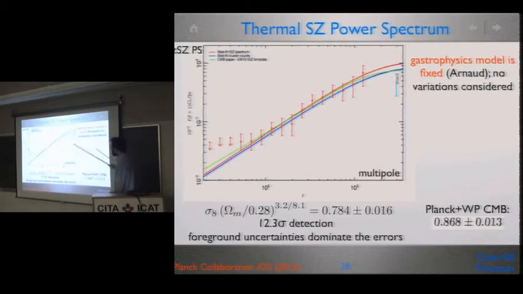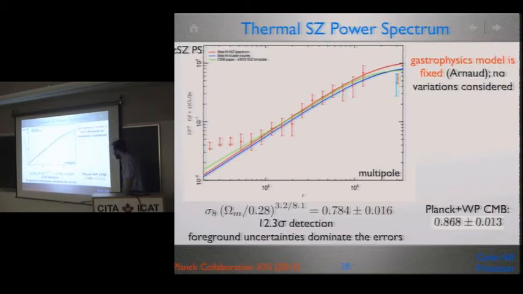So one dismaying thing about their analysis is that they just fixed the gastrophysics model to this so-called Arnaud universal pressure profile model, and they didn't consider any variations in it. I don't know exactly why they did that. But in that context, they constrained this degenerate combination of sigma 8 and omega matter to quite high precision. And really, this is just limited by the uncertainties in the residual foregrounds in this spectrum. The statistical error bars are much smaller than what's shown here. These are basically just due to uncertainties in how much power is being contributed by things like galactic dust, the cosmic infrared background, and point sources.